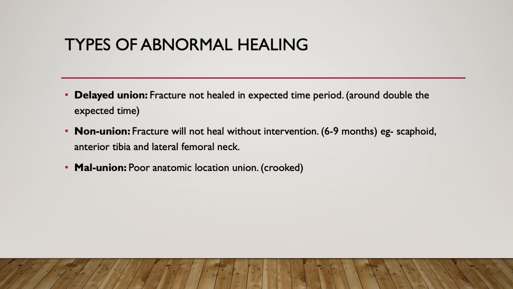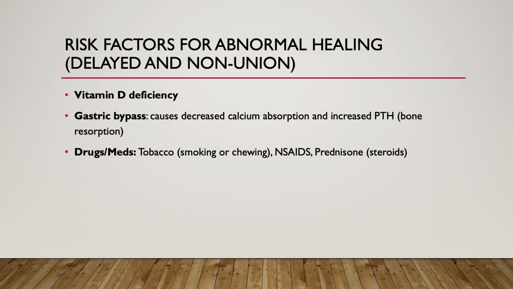So example, scaphoid, anterior tibia, and lateral femoral neck. So you don't have to remember these bones right now. We'll come across all of this later. Then malunion is poor anatomic location union. For example, we have a clavicle fracture and the clavicle bone joins together at an abnormal angle, right? That is why it's written crooked. Now, risk factors for abnormal healing, delayed and non-union.